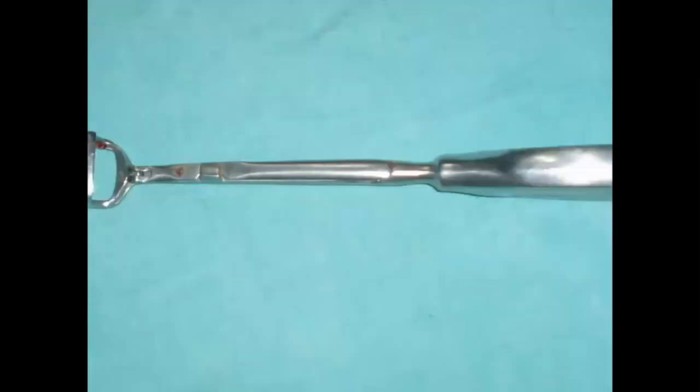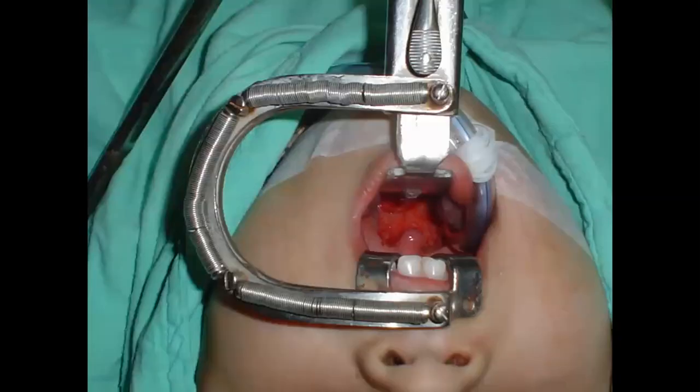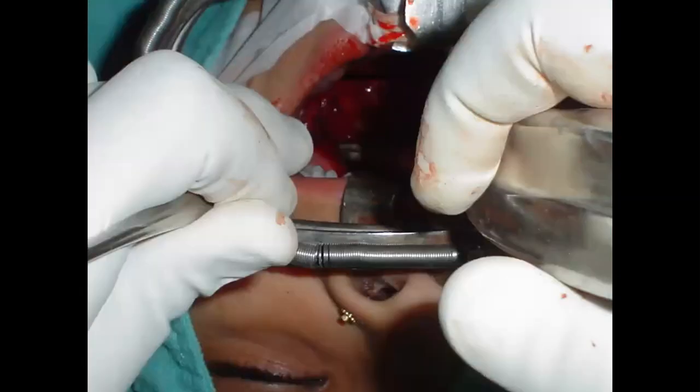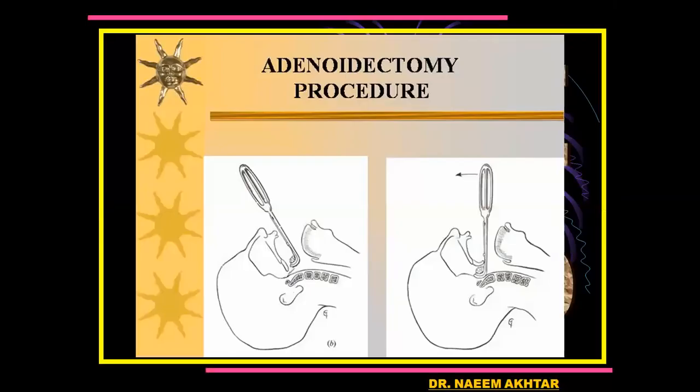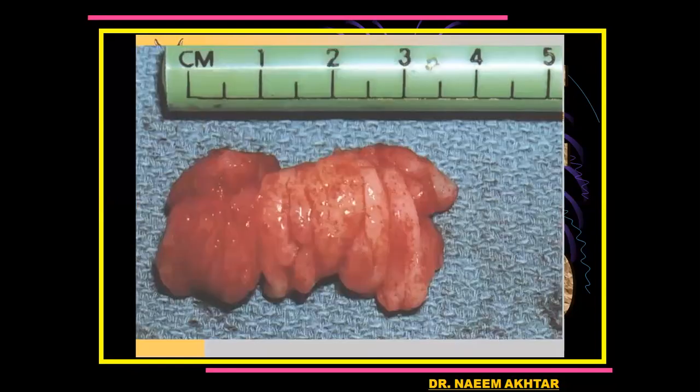This is the adenoid curette. This is the patient who is being operated on for adenoids. This is a figure showing you how the adenoid curette is used during the adenoidectomy procedure. This is the adenoid tissue which is being measured with the help of a ruler.